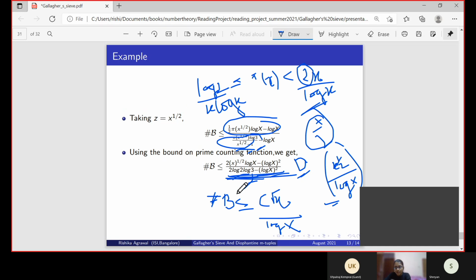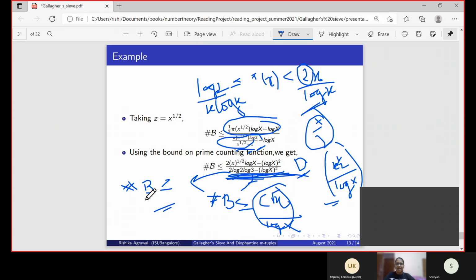So as we know the denominator is negative, what we can rather say is that the size of B is greater than. So rather than an upper bound, what we have received is a lower bound, that the size of B is greater than or equal to 2 root x log x minus log x whole square over 2 log 3 minus log x whole square. And this holds true because this is of the order root x over log x, and root x over log x is finally less than x over 2. I mean, after sufficiently many steps, it is less than x over 2. So what we have proved, now we can see it is correct.